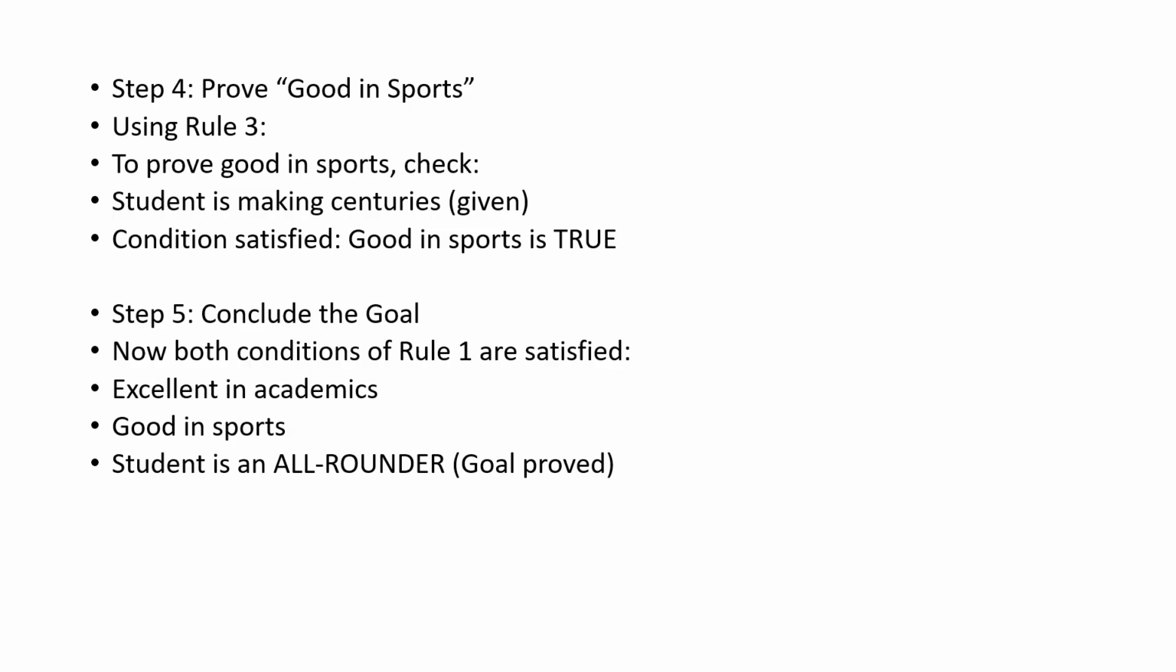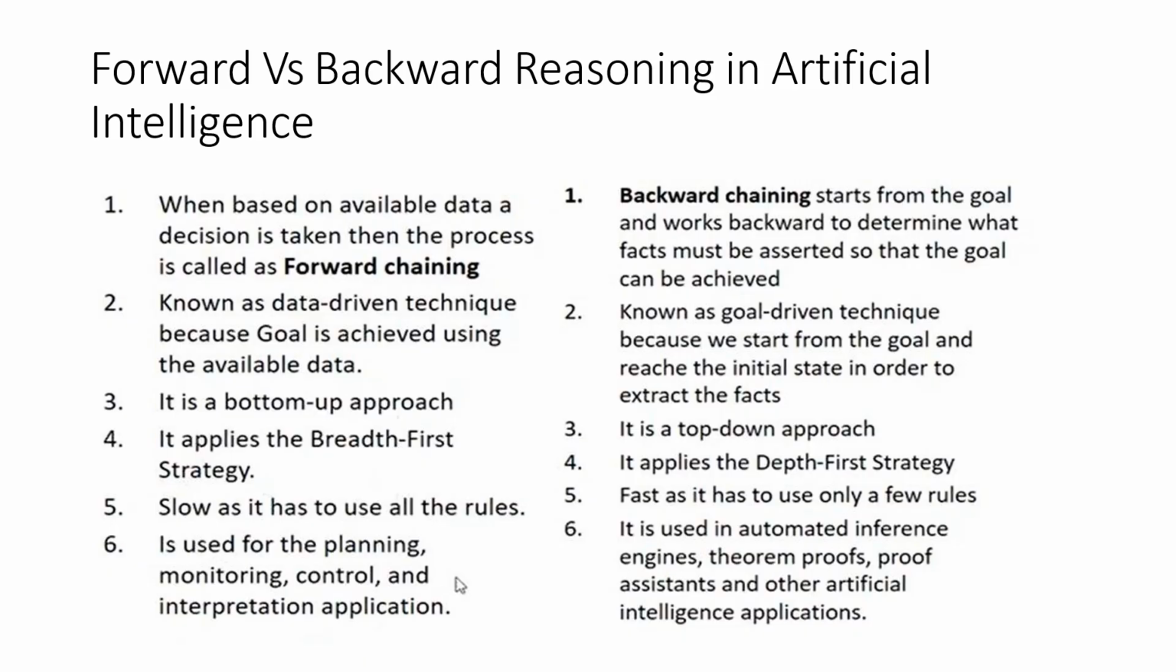So this is the explanation of backward chaining. We already discussed it in the previous slide. Now we can conclude that our goal is proved. So we can compare forward chaining and backward chaining in artificial intelligence. The first point: forward chaining starts with the available data, and backward chaining starts with the desired goal. So one starts with what we know and the other starts with what we want to prove.